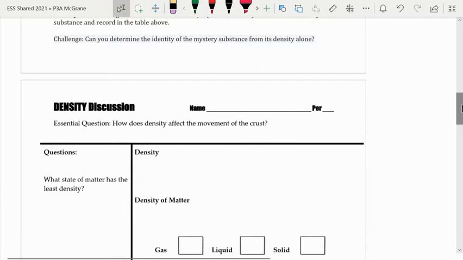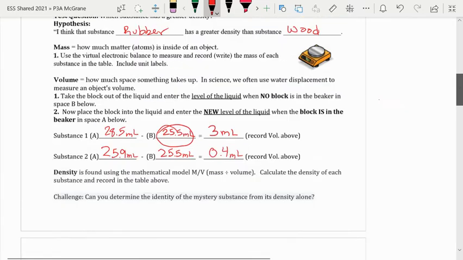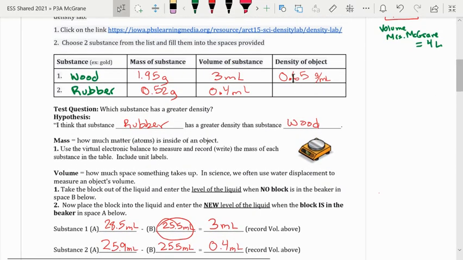Density describes how much mass is in a given volume of material. So density equals how much mass is in a given or a certain volume. Again, there are two variables we need to be thinking about. We need to think about the mass, meaning the amount of atoms that are in that object in a certain amount of volume.